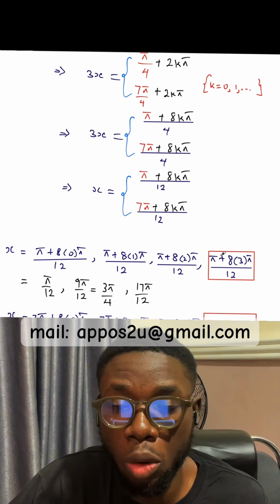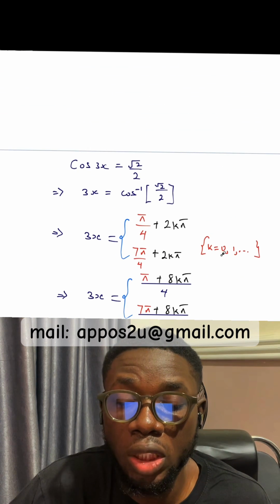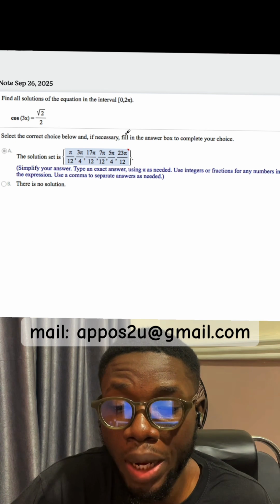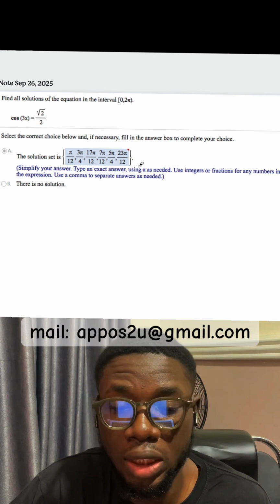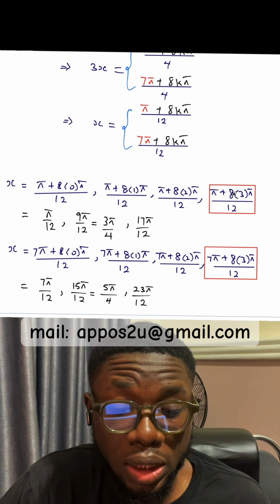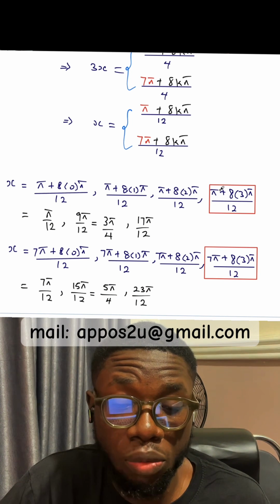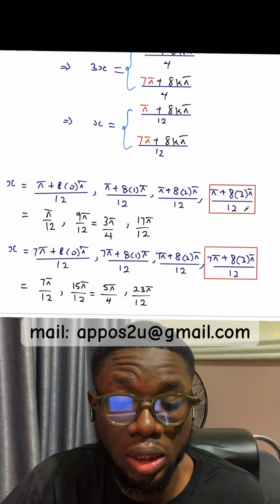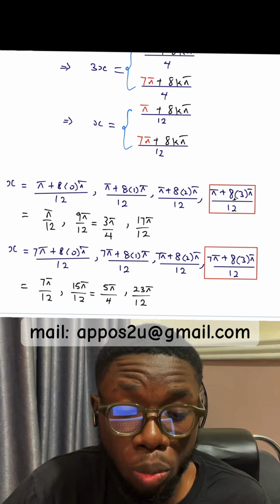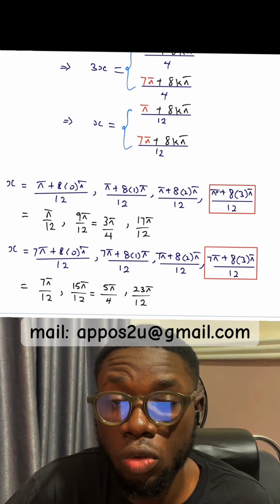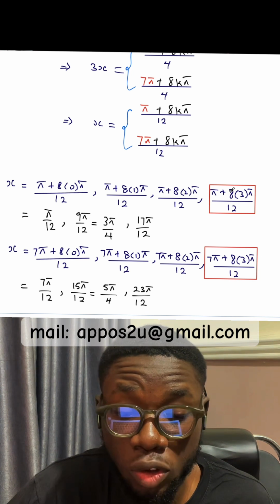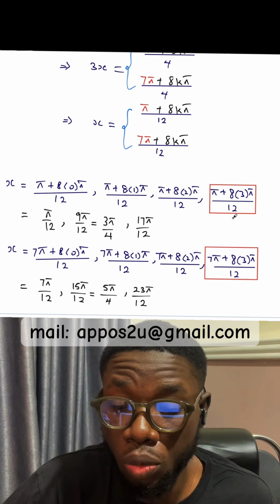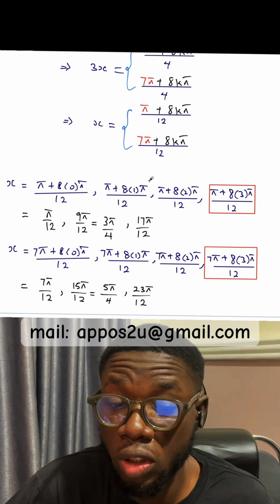Now, how do you know when to stop? Because you have been given the range of the solution. We're told that we don't want the solution to exceed 2 pi. That is, values of x should not exceed 2 pi. So you would realize that from this place onward, where we have pi plus 8 times 3 pi all divided by 12, this is going to be a value that is above 2 pi. 8 times 3 is 24, 24 plus 1 is 25. So that's 25 pi over 12, which will be 2 point something. So we have gotten the 3 possible solutions for the first one.